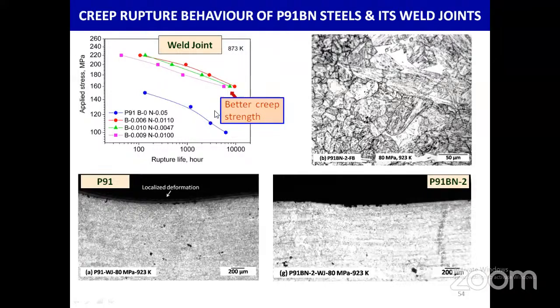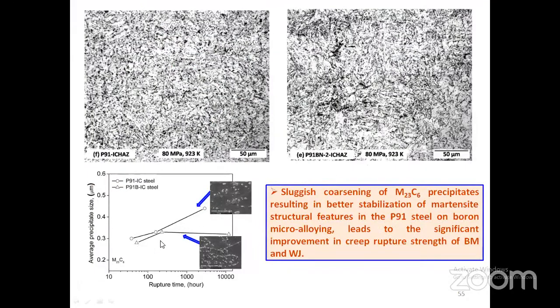The weld joint also provides better creep strength under boron added conditions as compared to the steel weld joint without boron, because of microstructural stability.